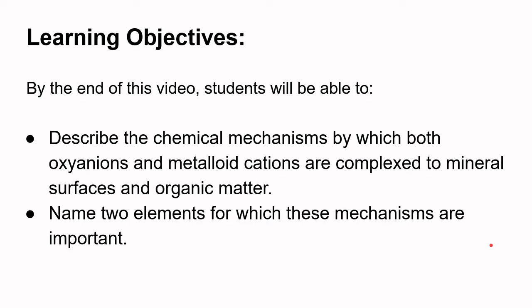By the end of this video, you will be able to describe the chemical mechanisms by which both oxyanions and metalloid cations are complexed to mineral surfaces and organic matter. And secondly, name two elements for which these mechanisms are important. I just gave you a pretty lengthy treatment of cation exchange capacity. I'm going to try and give this a somewhat lighter treatment, but hopefully give you a taste of what is possible with specific adsorption. So let's get into that.